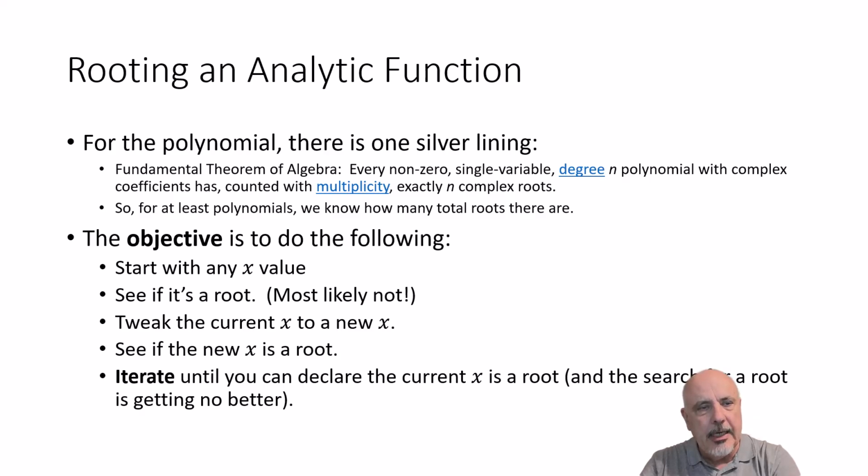So when we're rooting an analytic function, the objective is to start with some x value, see if by chance it's a root. Most likely it's not. And then we have to tweak that current x to a new x. And then we see if that new x is a root. So it's an iterative process where you guess an x, you see what you got, and then you make a new guess of an x and see what you got. So iterate.